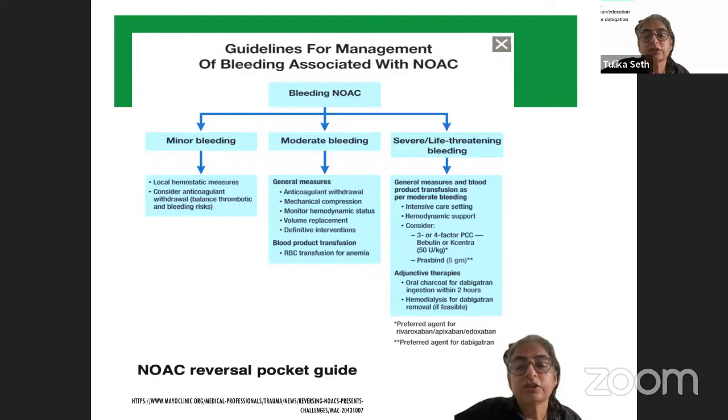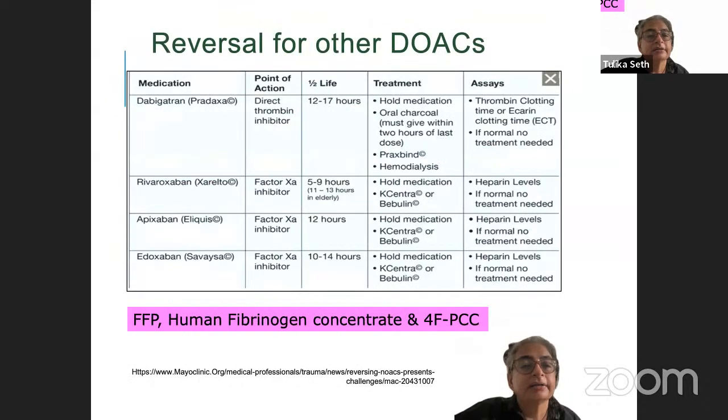And if it's severe, then you definitely would want to look at either a 4-factor APCC or a specific antidote that is needed. And these are some of the other measures that can be done. But as I said, most of the time it's not going to be available. What we do have in India is we can give FFP and human fibrinogen. We do have APCC that can be used or FEIBA that can be used, but the specific antidotes are, as I said, not available.